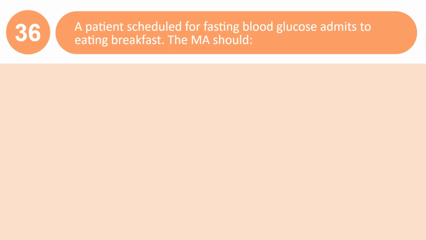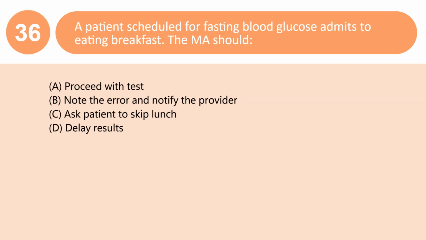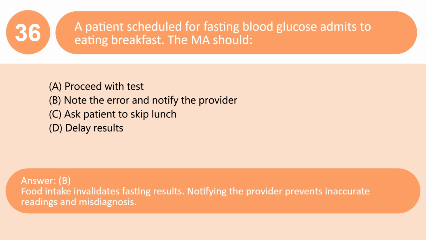A patient scheduled for fasting blood glucose admits to eating breakfast. The MA should A. Proceed with test, B. Note the error and notify the provider, C. Ask patient to skip lunch, D. Delay results. Answer B. Food intake invalidates fasting results. Notifying the provider prevents inaccurate readings and misdiagnosis.